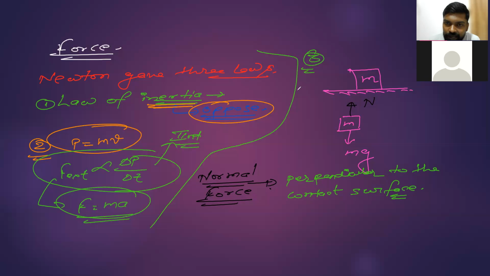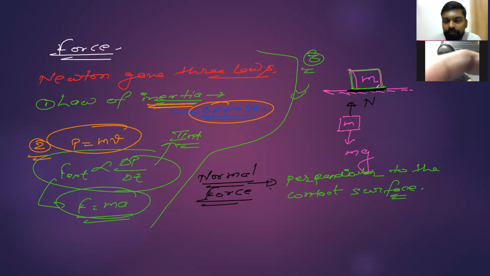If we talk about this diagram, a block of mass small m is kept on the surface. We are seeing in this diagram that this block is kept on the surface. So if we talk about the contact surface, this is the contact surface. Can you see this? Yes, sir. Okay, so this is the contact surface. Are you getting me or not? Yes, sir. Okay, if you're getting me, it's very good.